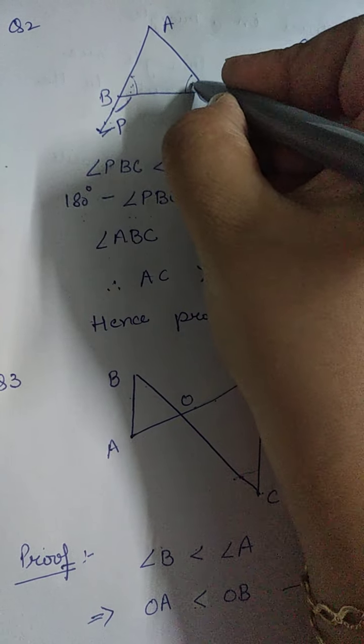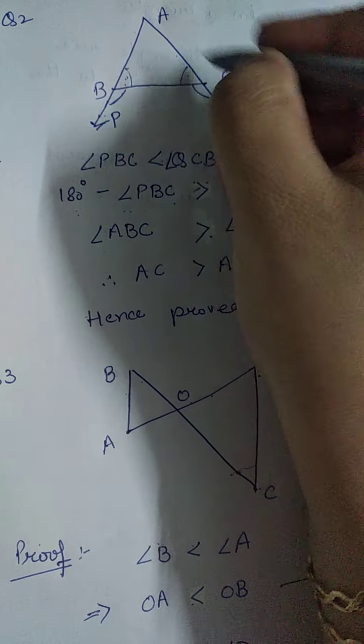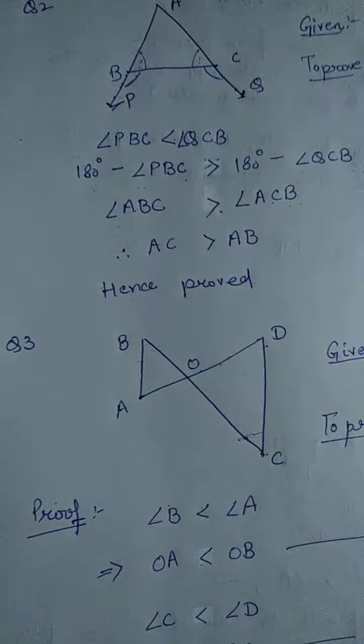So now ABC is greater than ACB. This angle is greater than this angle. The side opposite to this is also bigger. AC is bigger than AB. So hence we have proved this.